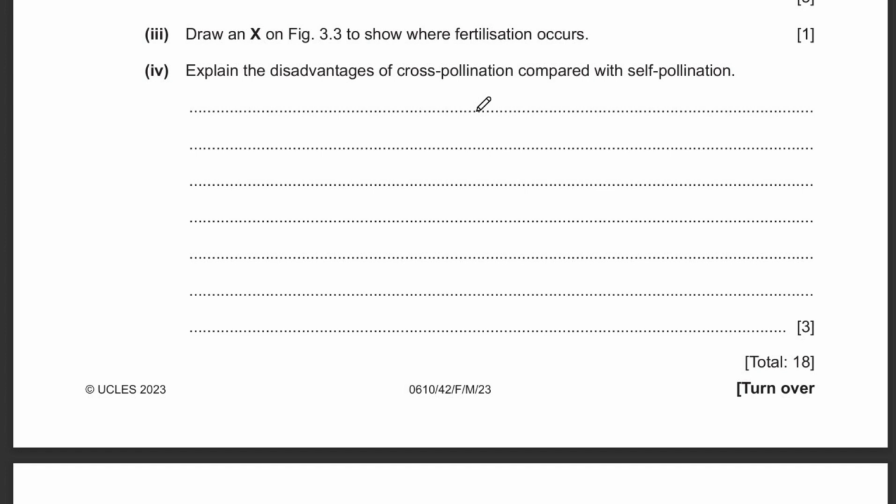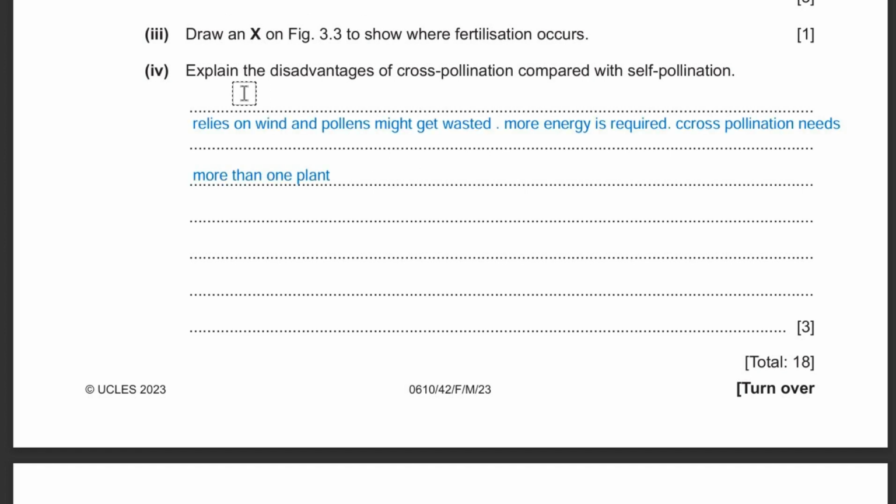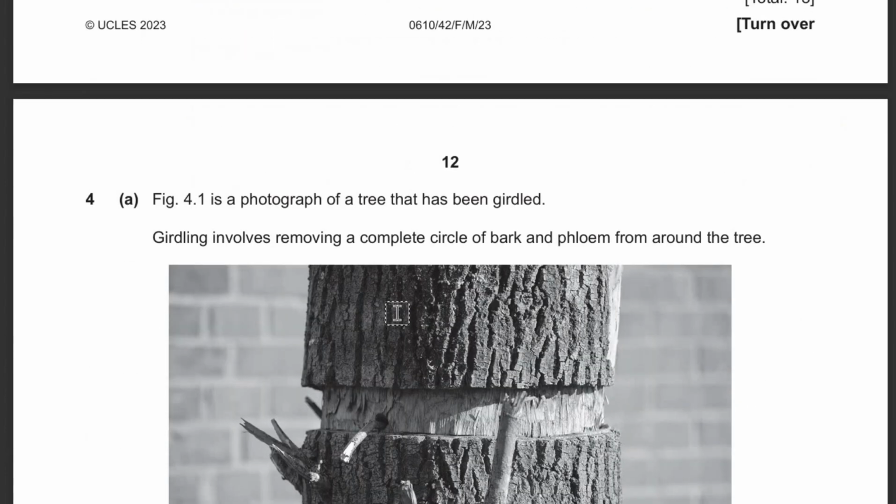Secondly, more energy is required in cross-pollination as compared to self-pollination. And thirdly, it needs more than one plant. So we can write a lot of points in this question. The answer relies on pollen getting wasted, more energy being required, and cross-pollination needing more than one plant. Now, question 4.